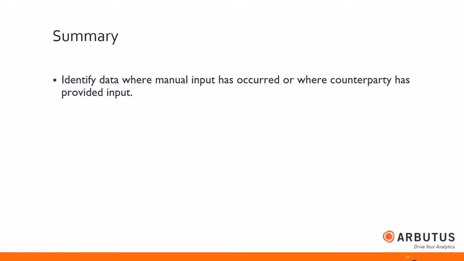Okay, so what have we seen today? We need to identify data where manual input has occurred or where a counterparty has provided input. You want to make sure, before you do any duplicates testing, that there aren't any anomalies that could be due to the way the data is input. You want to test those fields for consistency. You can use the format function to do that, for instance, to test to see what formats are there in the data.